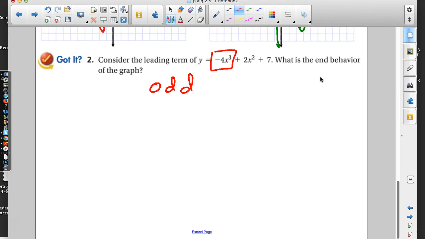Do you get parabolas with odd degrees or do you get S-curves? S-curves. All right. Is this a normal S-curve or is it backwards? Backwards. Leading coefficient is negative. So it's going that way.